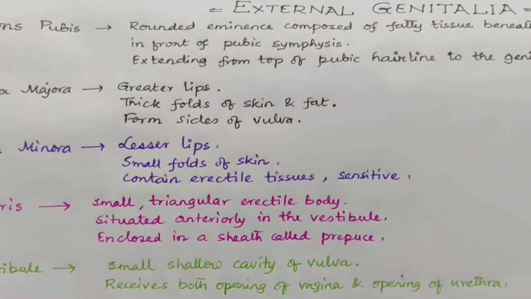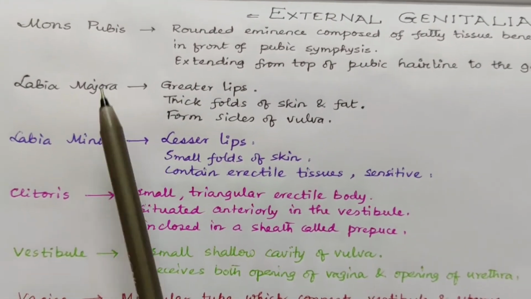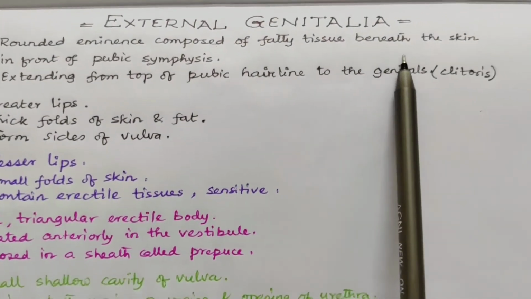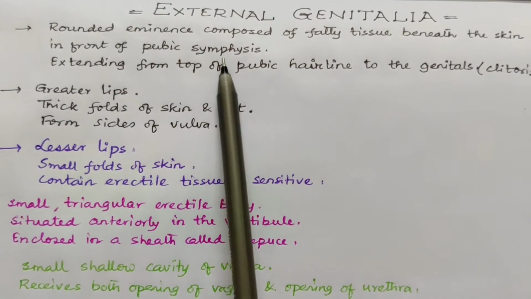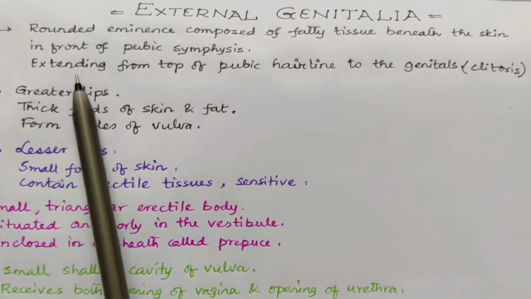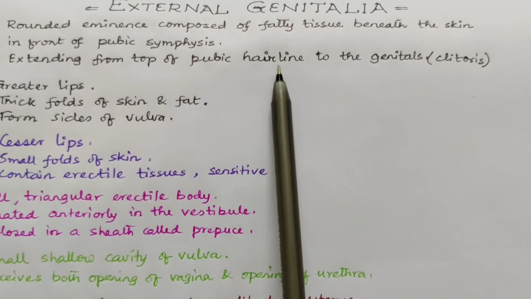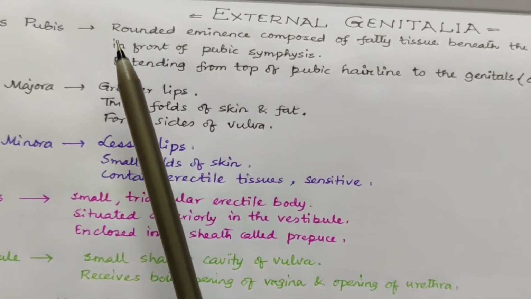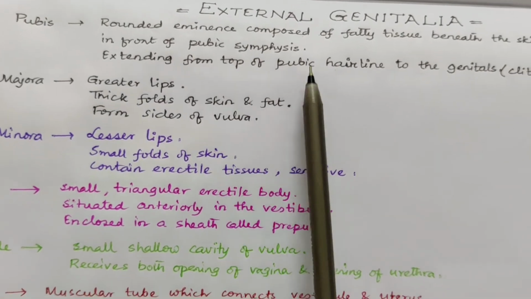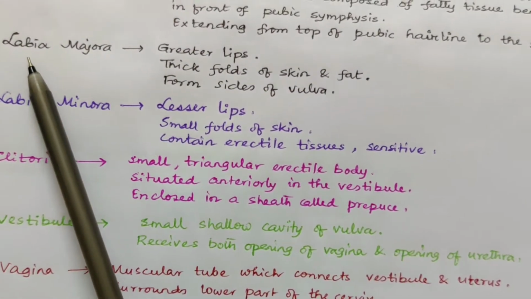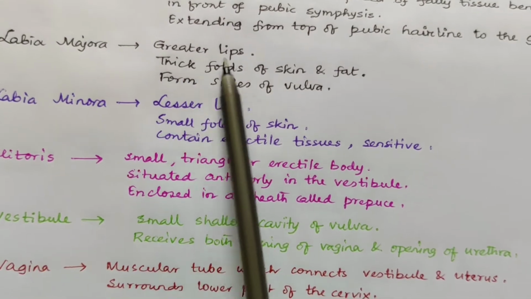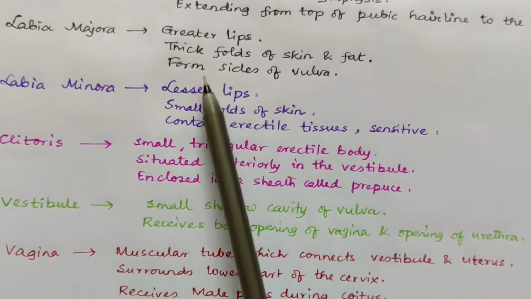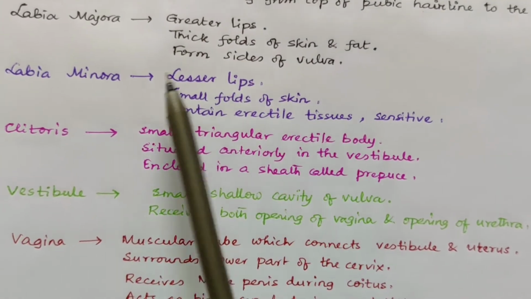Now coming to the external genitalia. The first part is mons pubis, which is a rounded eminence composed of fatty tissue beneath the skin in front of pubic symphysis, extending from the top of the pubic hairline to the genitalia, clitoris. The mons pubis is covered with pubic hair. Then comes labia majora or greater lips, which is a thick fold of skin and fat. It forms the sides of the vulva.